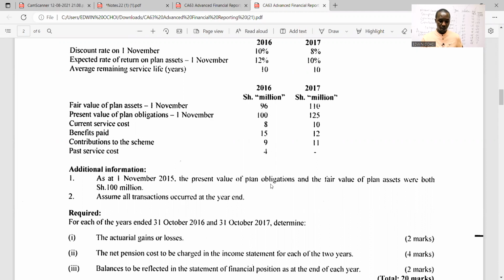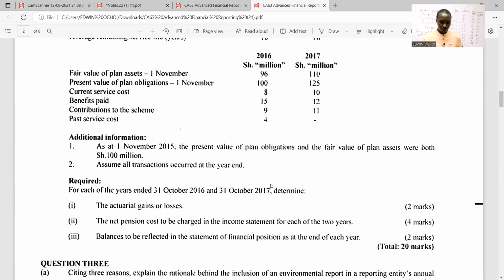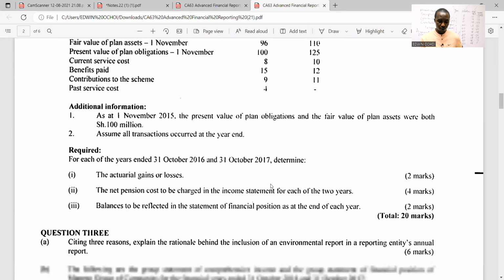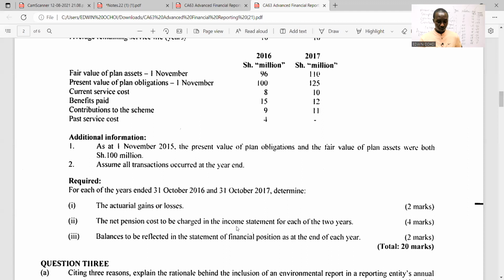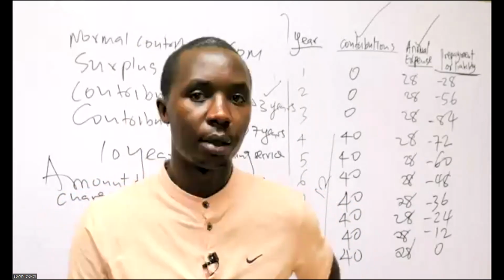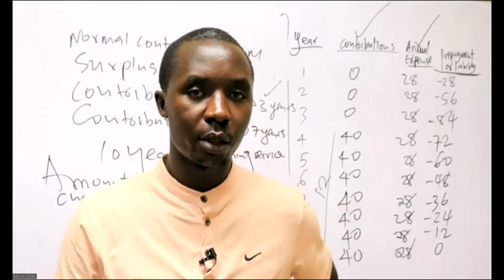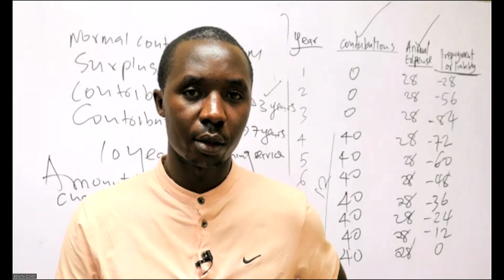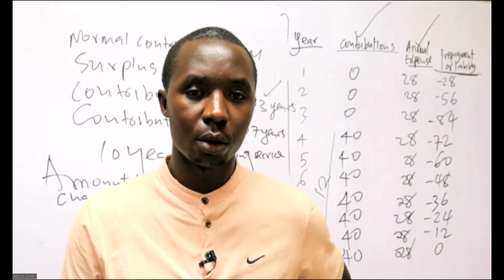For each of the years, 2016 and 2017, they need actual gain or loss, net pension costs, and balances to be reflected in the statement of financial position. The second one is all about net pension cost to be charged in the income statement. Time will not allow, but if you follow the 3 steps, you can do that question and give us the first answer, the actual gain or loss.